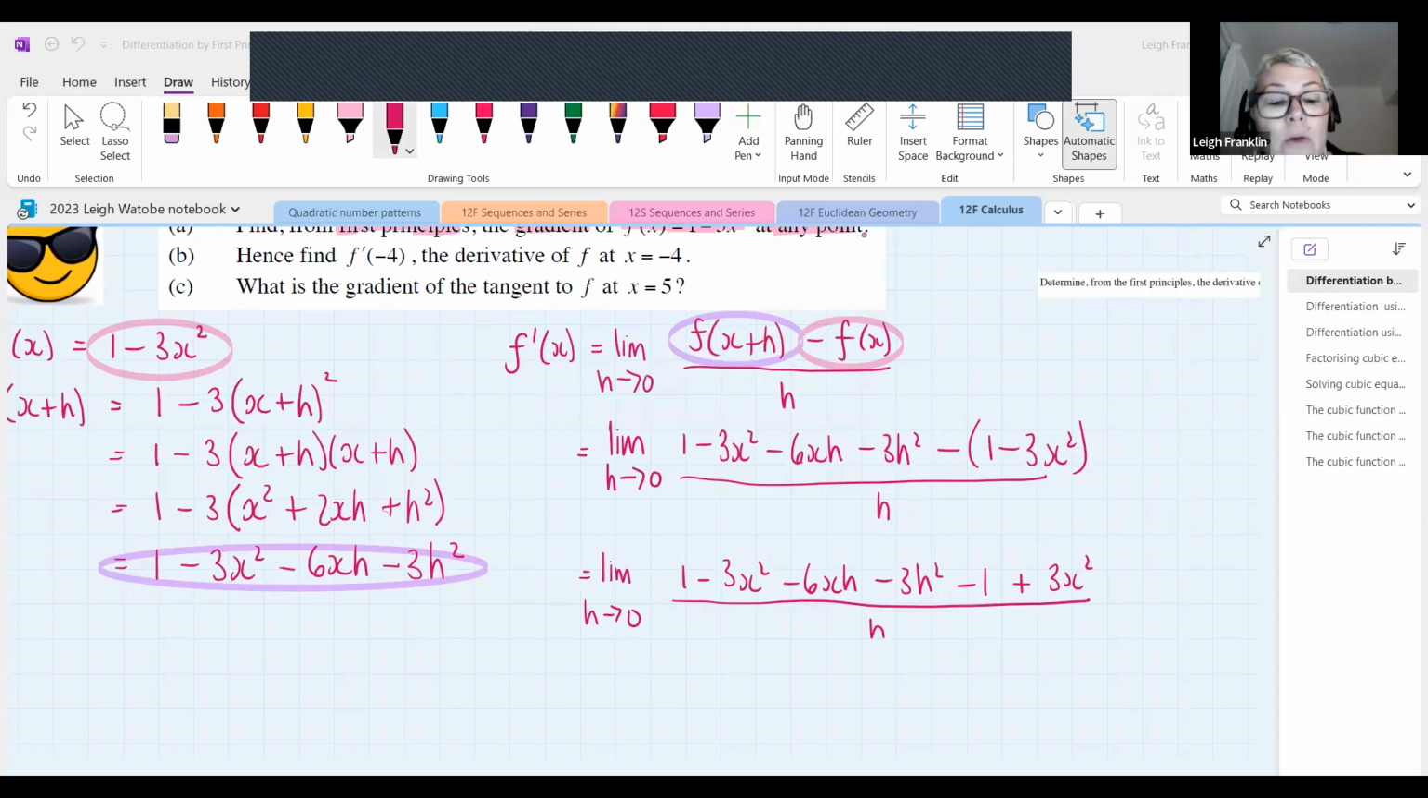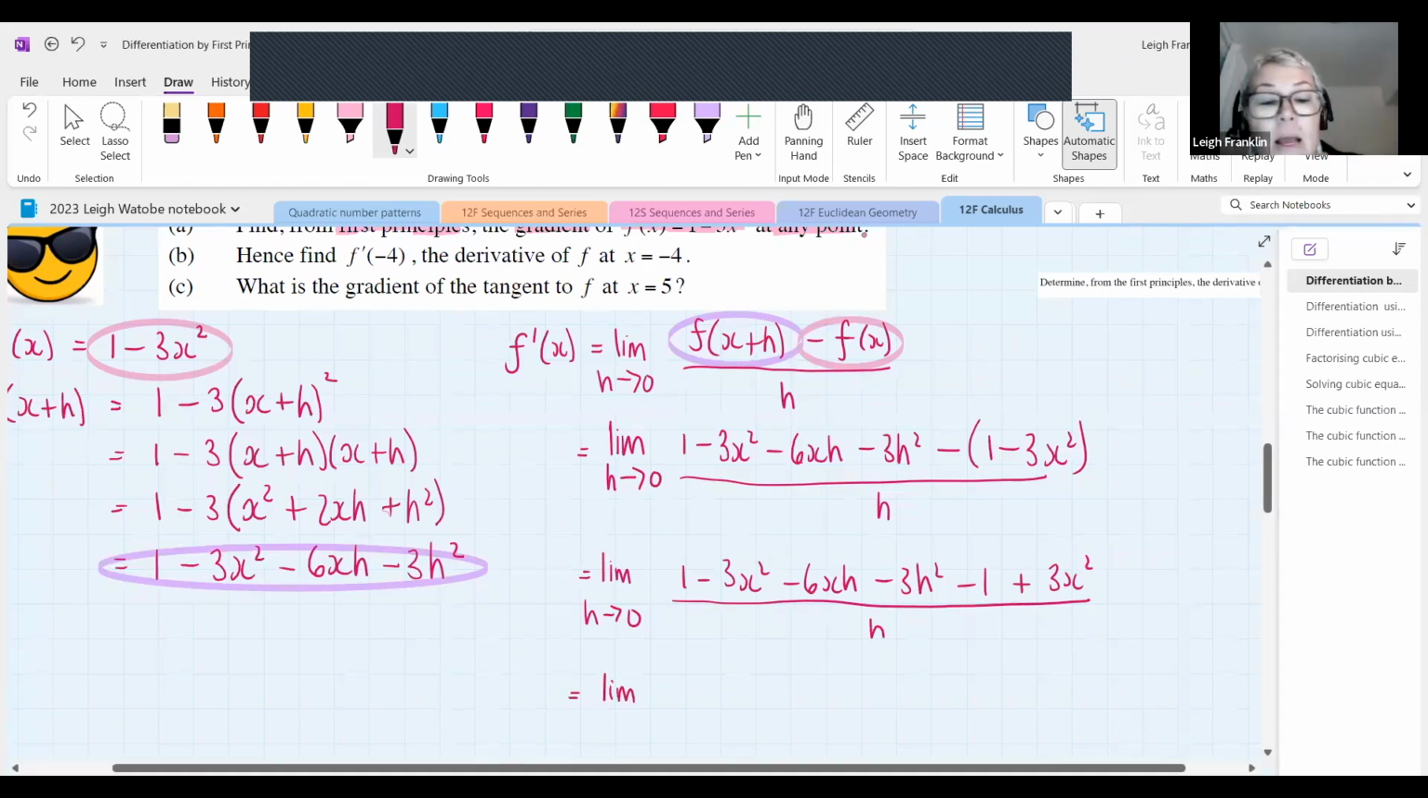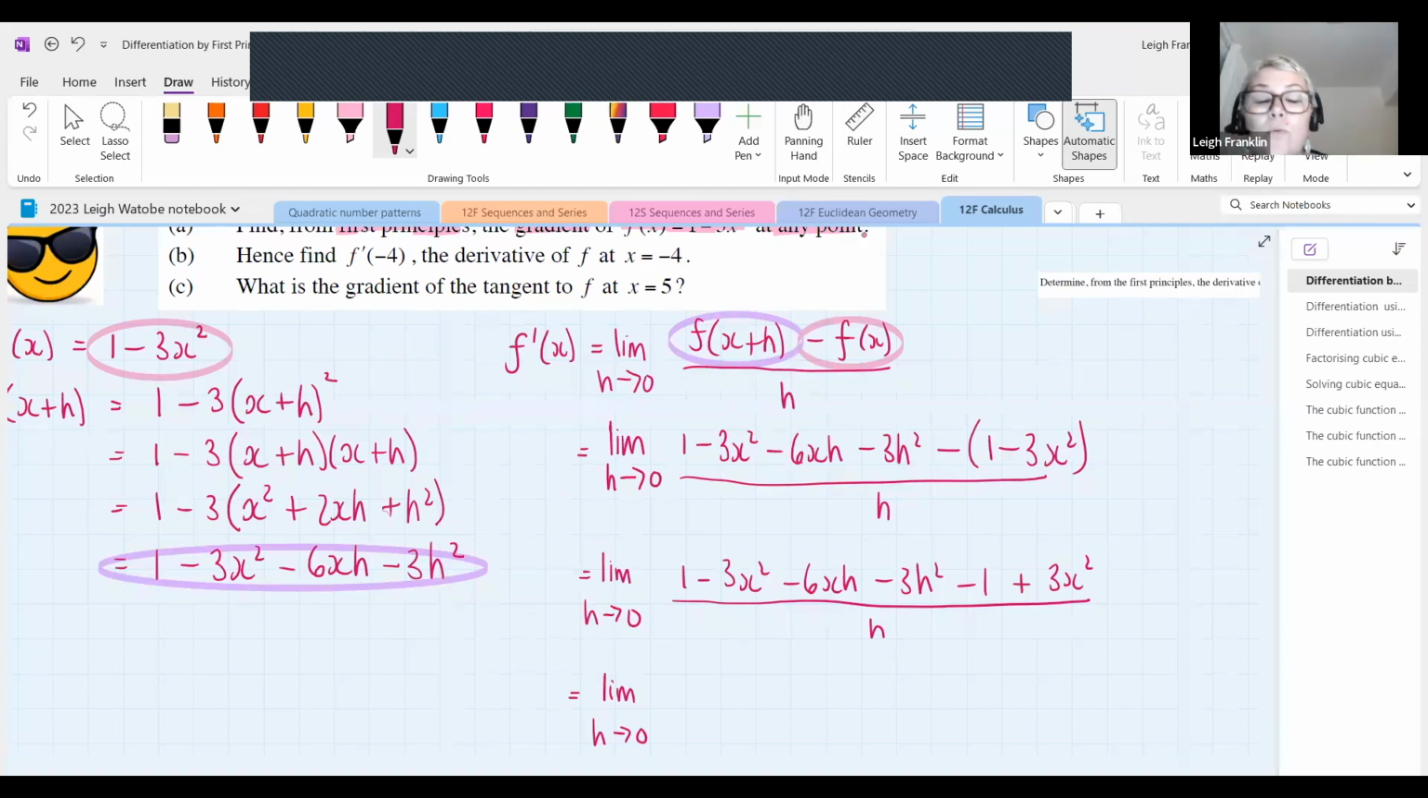Okay, equals my limit as h tends to 0. Can you see the ones cancel out? Can you see the minus 3x squared and plus 3x squared also cancels out? So all I'm left with is minus 6xh minus 3h squared over h.